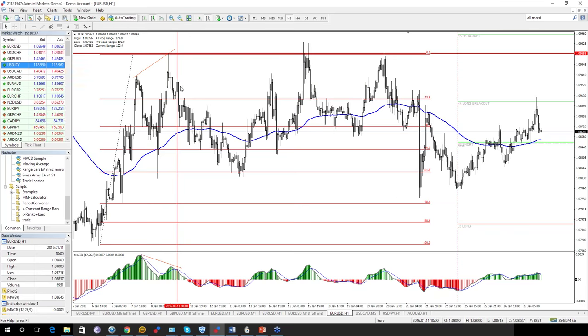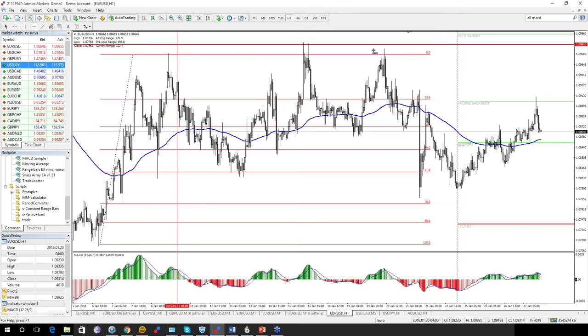So this is one example. We will be covering examples today, guys, so pay attention. Okay, let's go to next example. Next example is reverse bearish divergence. We can see reverse bearish divergence here.